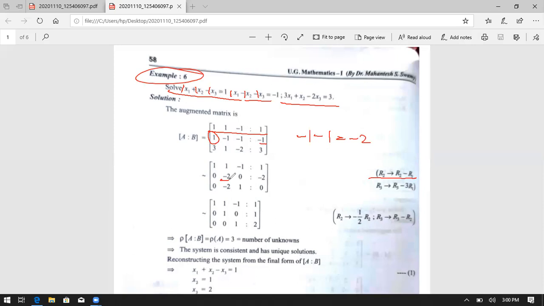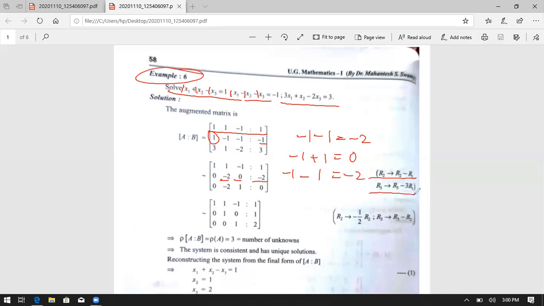Next one, minus 1 is there, and minus into minus is plus 1. That is plus 1 minus 1, that is 0. I write here 0. Next, the last element: minus 1 is there, minus 1 into minus 1, that is minus 2. I write here minus 2. That is the R2.